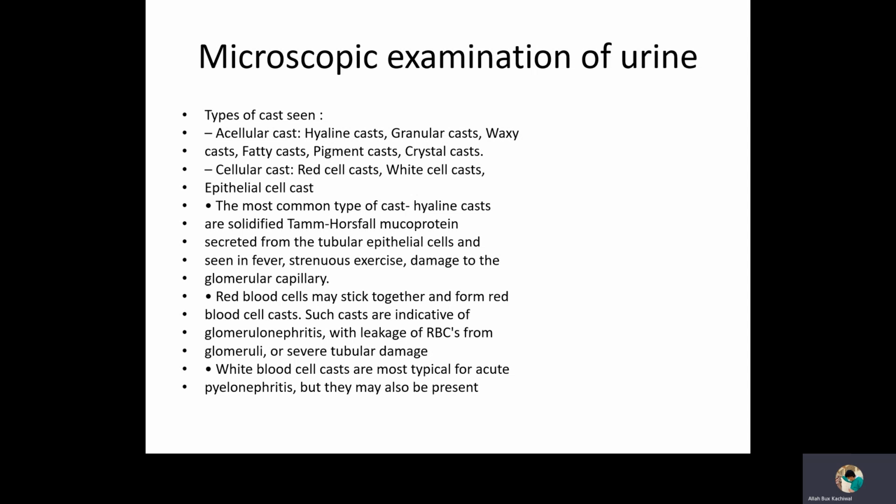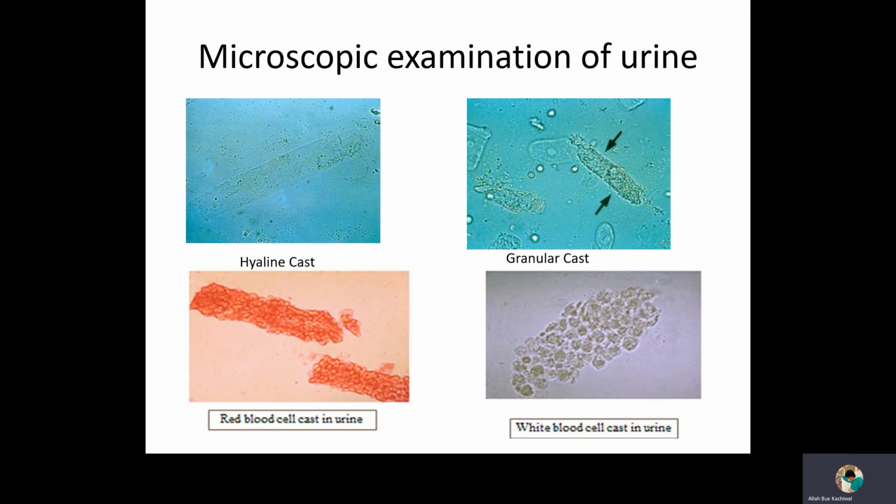Red blood cells may stick together and form a red blood cell cast, which is indicative of glomerulonephritis with leakage of RBCs from the glomeruli, and severe tubular damage. White blood cell casts are most typical for acute nephritis and pyelonephritis, but they may also be present in other conditions. So this is the hyaline cast, the granular cast, the red blood cell cast in urine, and the white blood cell cast in urine that can be seen on the slide.